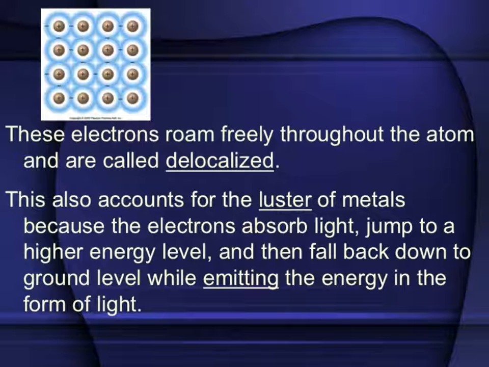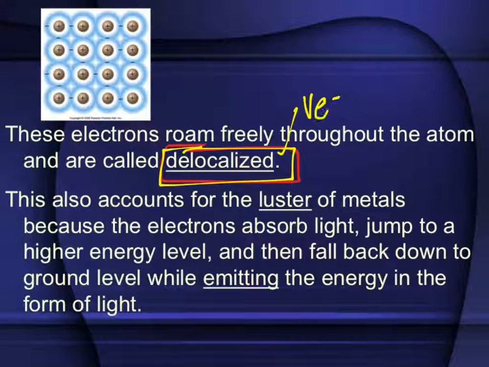Okay, so these are roaming freely from one nucleus to another. And we call these delocalized electrons, and those are the valence electrons. So they're not committed to staying with one nucleus. They're going from one to another to another.